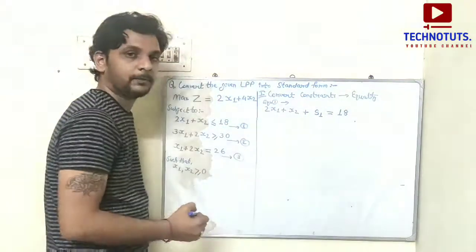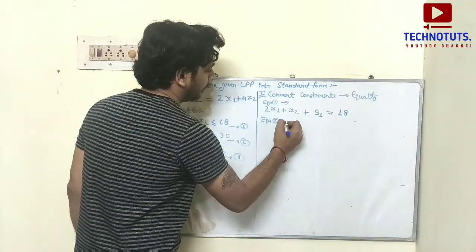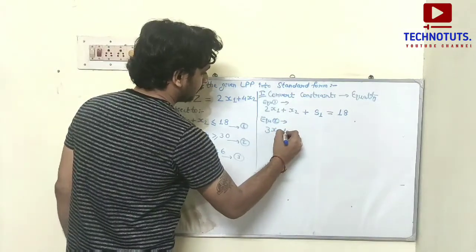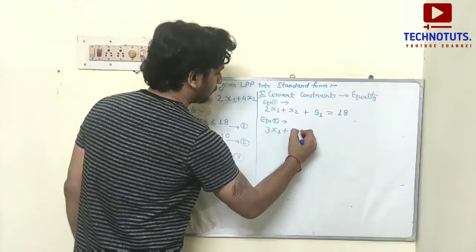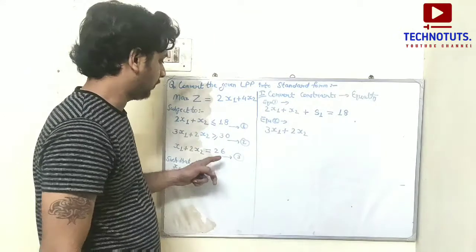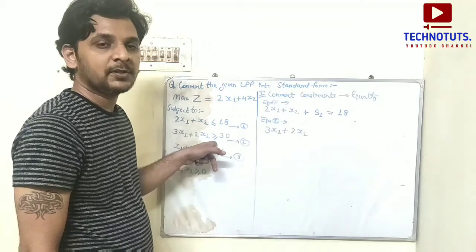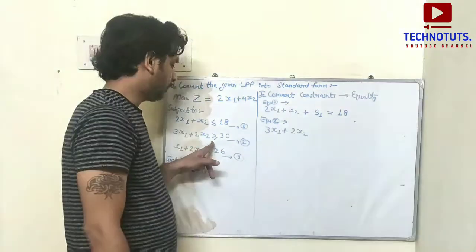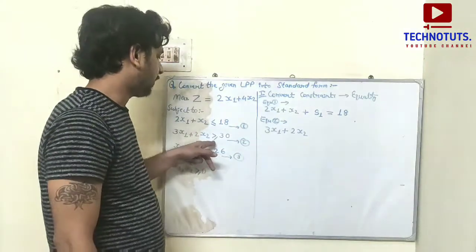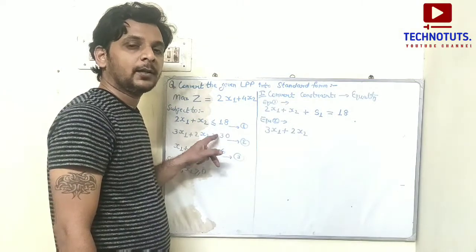In a similar way we will convert equation number 2 also. So equation number 2 will become 3x1 plus 2x2. Here the greater than or equal to sign is present. The rule says that wherever the greater than or equal to sign occurs in the constraints equation, you have to subtract the slack variable and add the artificial variable in the constraints equation.